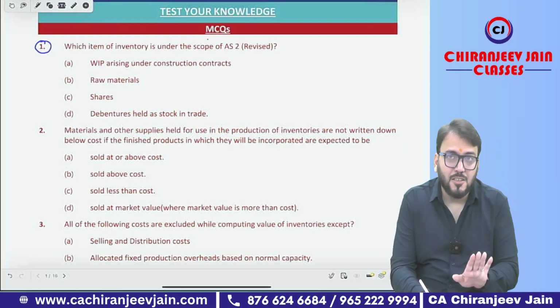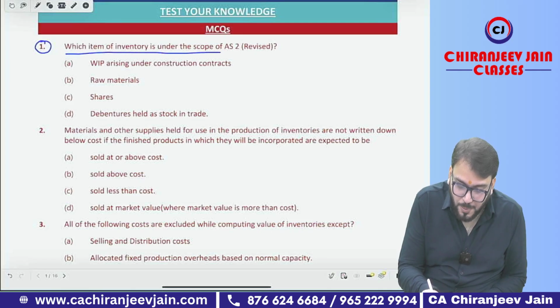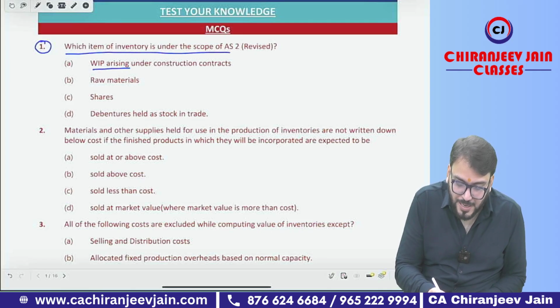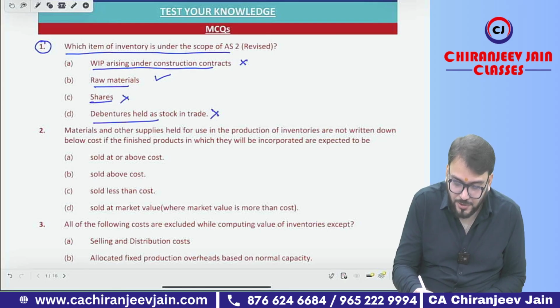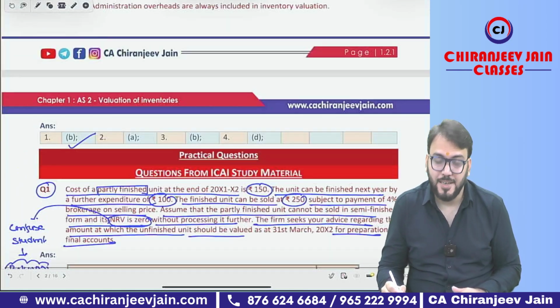Come to the MCQs at the top of the chapter. Which item of inventory is under the scope of AS2? WIP arising under construction cost? No. Raw material? Yes. Debenture held as stock in trade? No. So option number B is correct. Okay, sir.